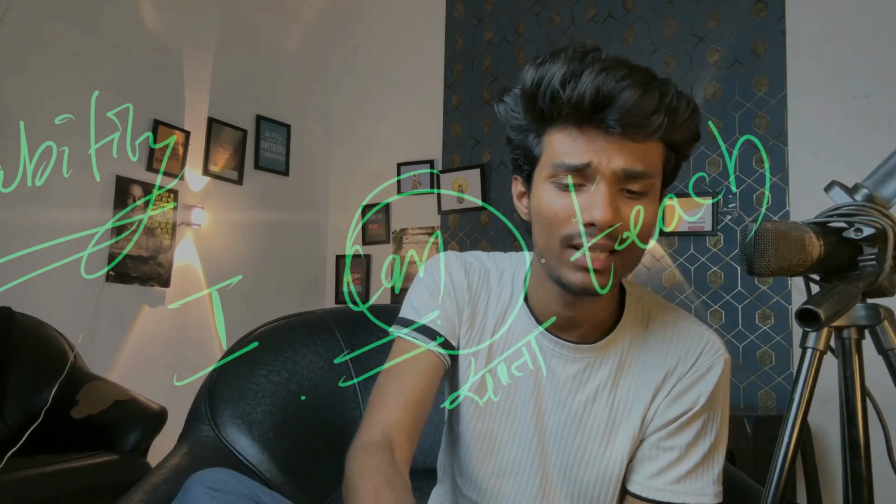Now what are your abilities? I can teach. Write down your 3 abilities only. For example, मैं dubbing कर सकता हूँ. I can do dubbing. Got it?